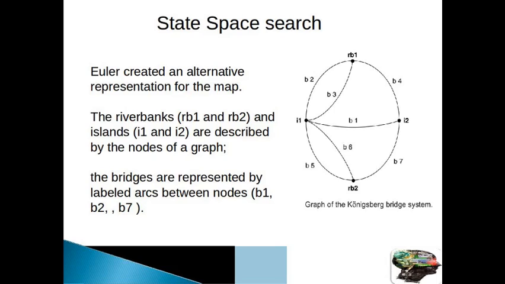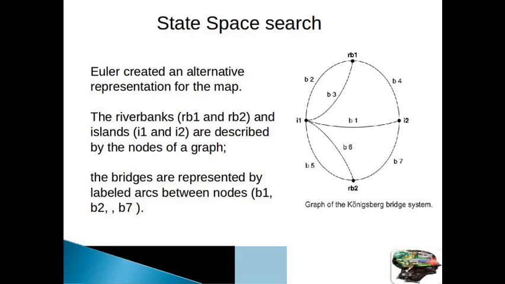So island 1 has the degree of 5, and all other nodes, RB1, river bank 1, river bank 2 and island 2, all of them are having 3 degrees each. So except island 1, all other nodes are having 3 degrees and island 1 is having 5 degrees. That means all these nodes are having odd number of degrees.